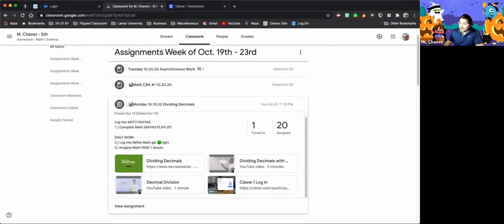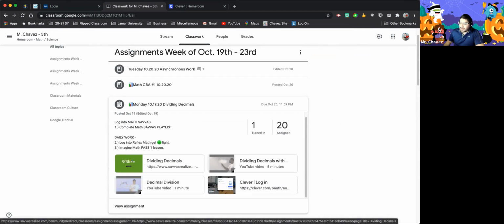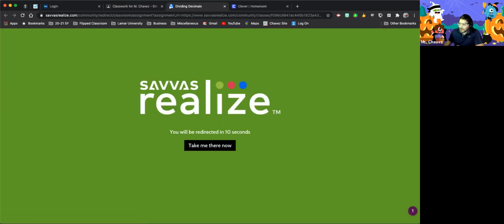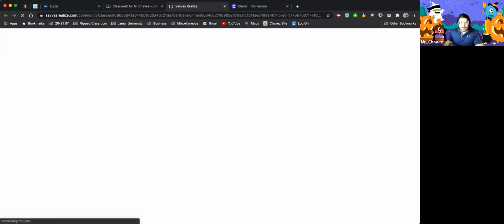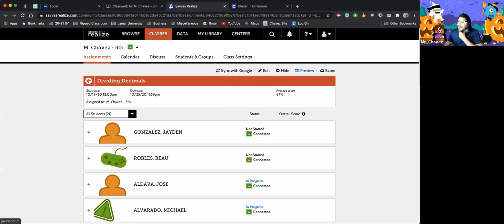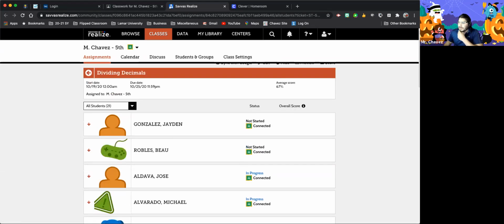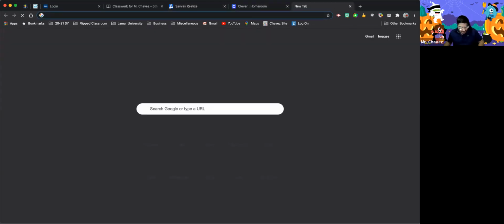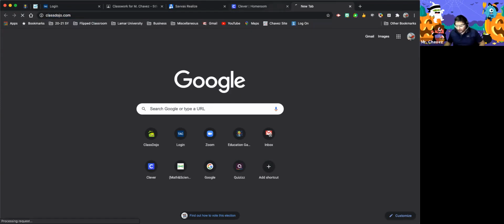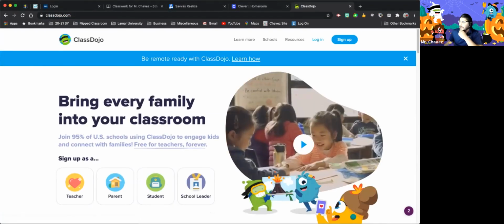And so we just finished our Reflex. So right now we're going to do Savvas. So right here, go to dividing decimals. Go ahead and click Savvas, dividing decimals. And you can click here, take me there now. Let me go ahead and show my assignments. So we have 2 people that have not started on their homework for Savvas, which are Jaden and Bo. You guys are going to be losing Dojo points. It's been there already for 2 days now.